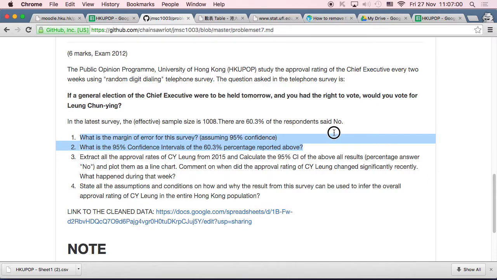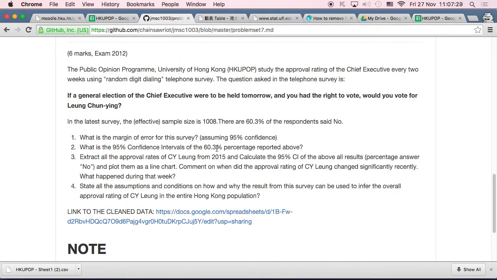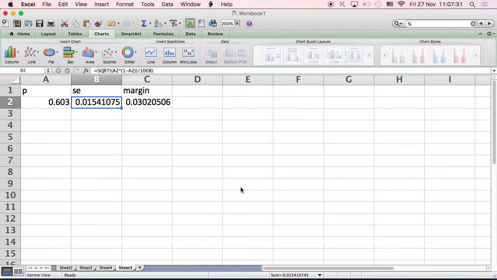This is the first one. The second question is, what is the 95% confidence interval of 60.5%? That one is even easier. You just change that P to 0.605, because it is 60.5%.